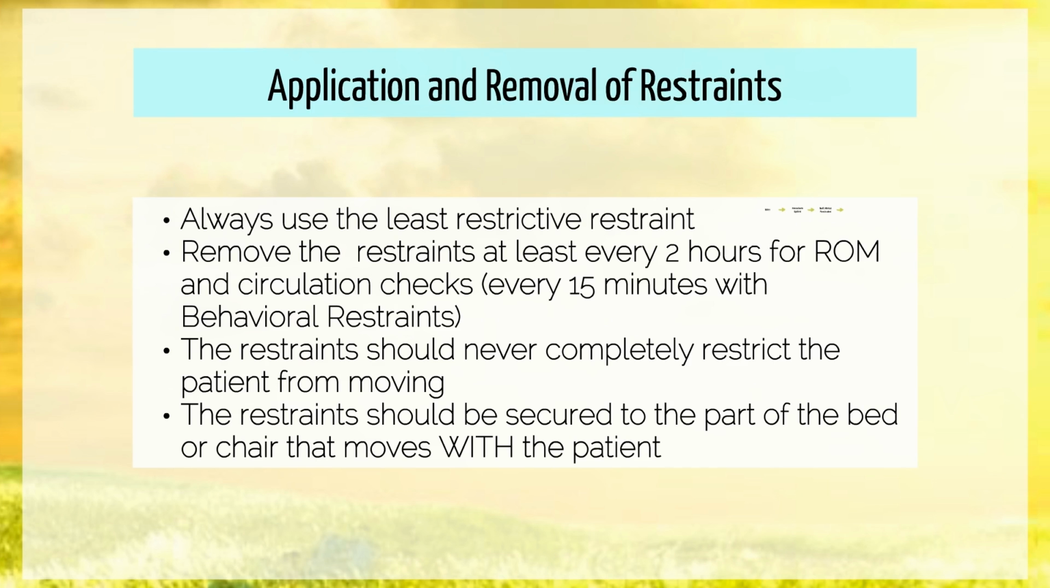Be sure that your restraints never completely restrict the patient from moving. You don't want to restrain the patient completely restricting their movement, only until the therapy is achieved or they're no longer able to hurt themselves or others. Restraints should be secured to the part of the bed or chair that moves with the patient. You want to secure the restraints to the patient's bed frame, because the bed frame moves up and down with the patient. You don't want to secure restraints to the side rails because the side rails don't move with the patient.